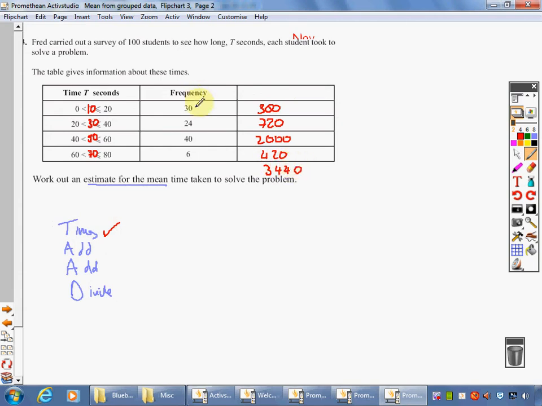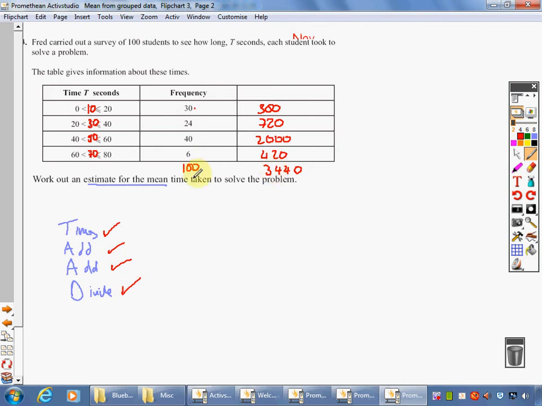I've now got to add up my frequency as well. So we could do that. 24 and 6 make 30, another 30, 60, so that's a total of 100. I've now got to find my mean. I've done my add, I've now got to do my divide.